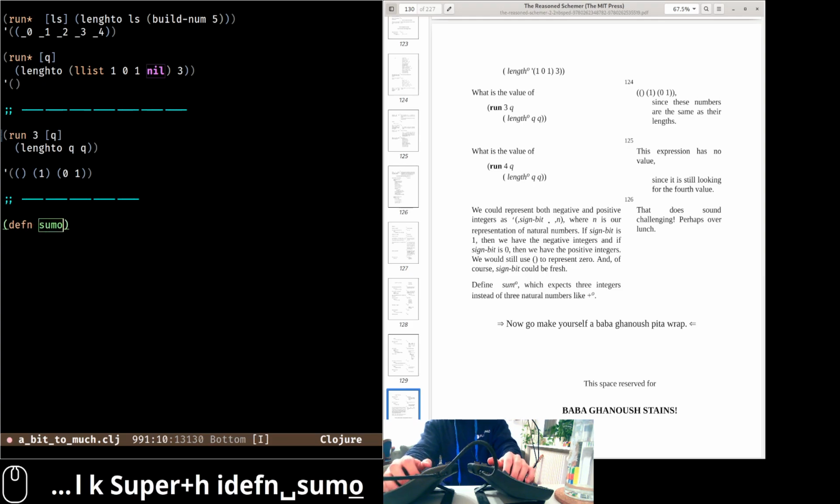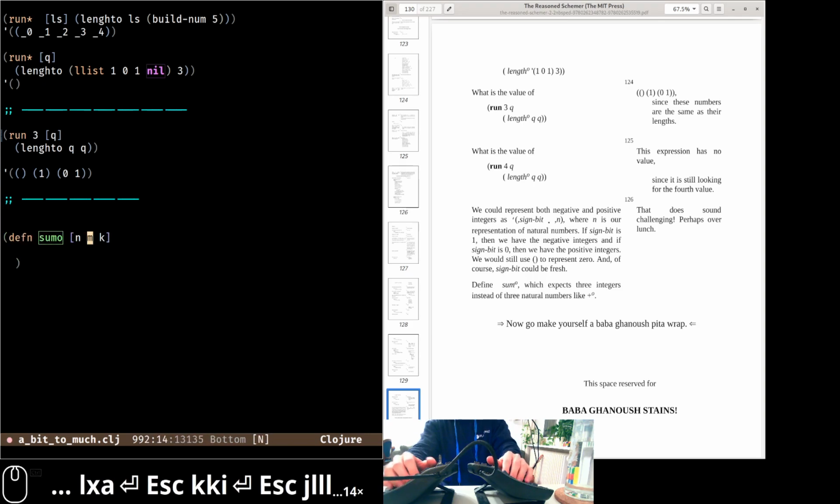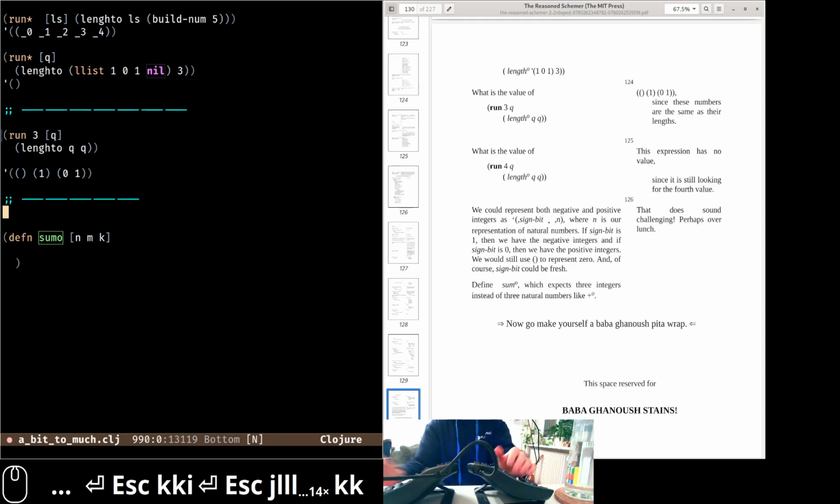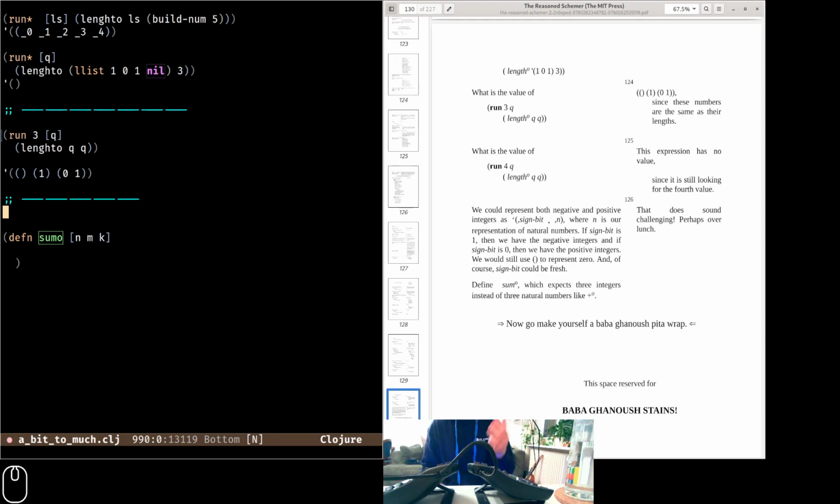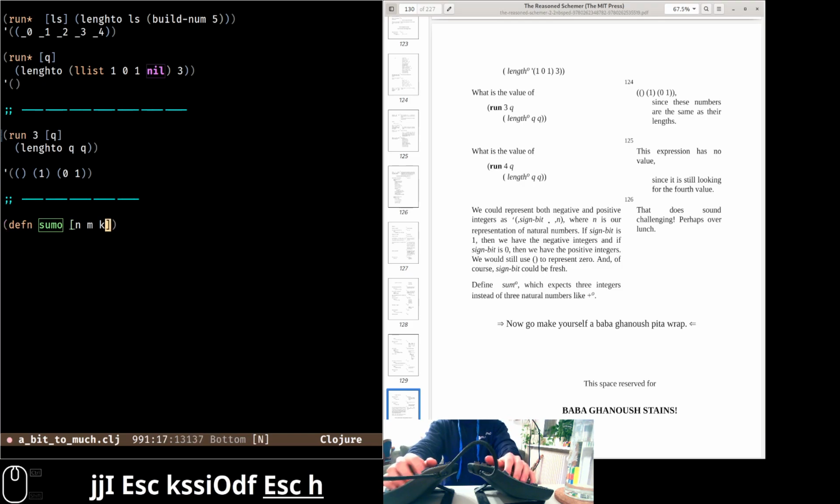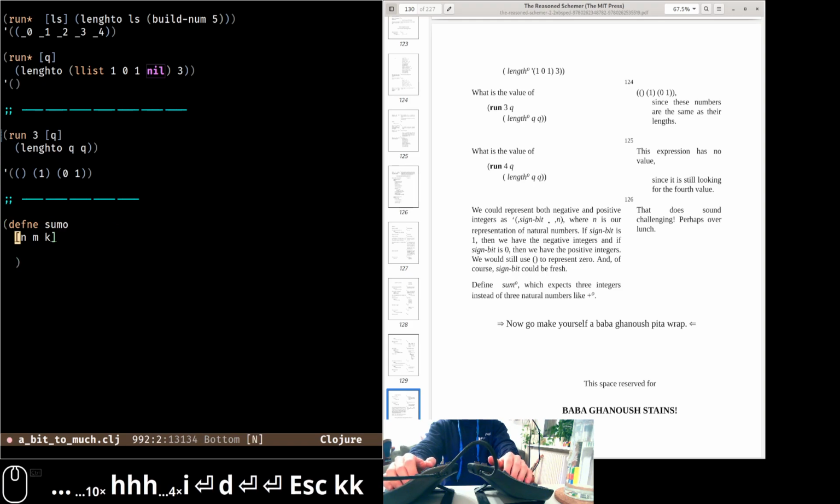Okay, I'm gonna define sumo. So sumo takes 3 integers, n, m, k. But now they are basically defined in terms of, there's also the sign. The sign is also allowed. So let me immediately write it in terms of pattern matching. It's easier for me.